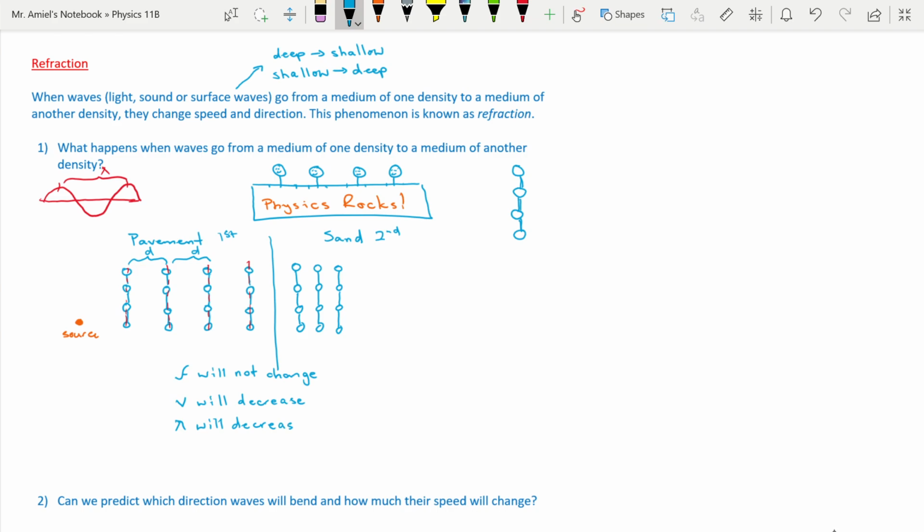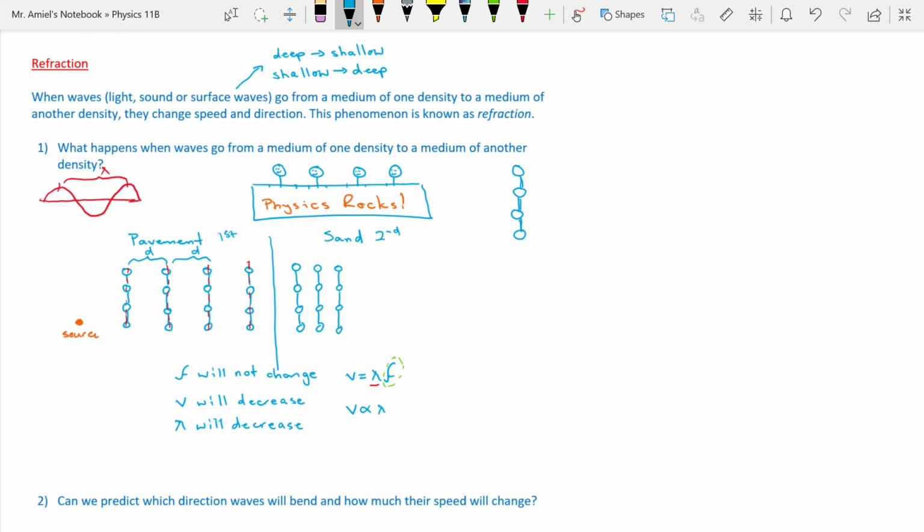Now that actually makes a lot of sense in terms of our wave equation that we're familiar with, right? So if we hold frequency constant, then the only way for the velocity to increase or decrease is for the wavelength to increase or decrease. So we can say that our velocity is directly proportional to our wavelength. If the speed increases, wavelength must increase. If the speed decreases, wavelength must decrease.